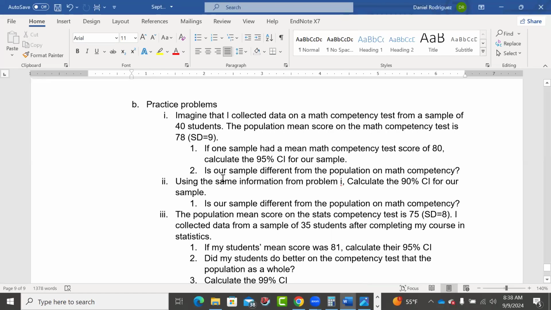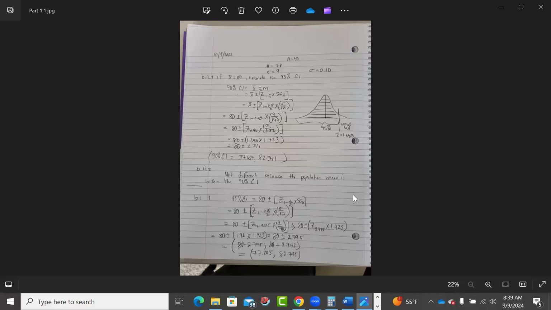The second question was to use the same information but calculate the 90% confidence interval. So for 90%, now we have to change our alpha, because our alpha cannot be 0.05, because 1 minus 0.9 is 0.10. So we're going to calculate a 90% confidence interval, and we have to find a new z value. Let's go through this step by step. With z 1 minus 0.10 divided by 2, this becomes z 1 minus 0.05 or z 0.95.